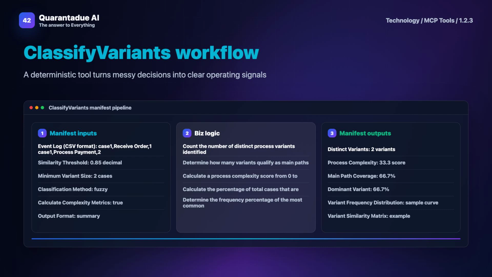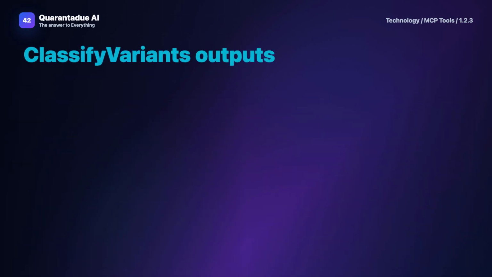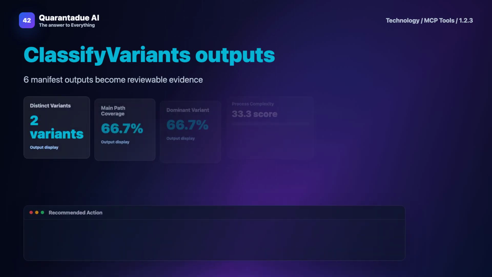Calculate the percentage of total cases that are covered by the main path's variants meeting the minimum size requirement, and determine the frequency percentage of the most common variant in the process. This keeps the process deterministic, reviewable, and aligned with how technology teams actually make decisions.